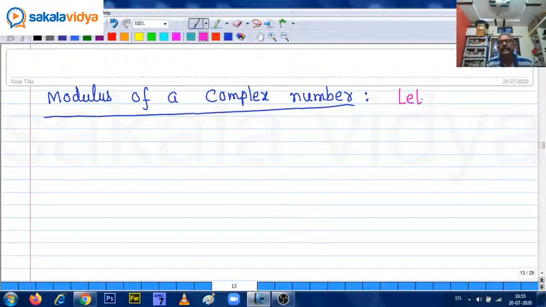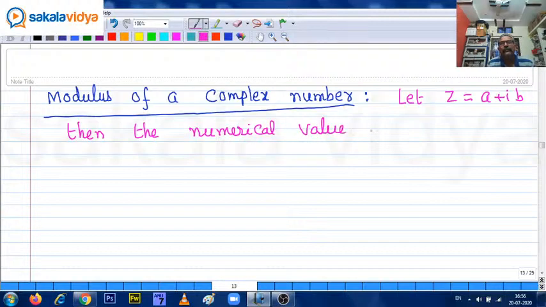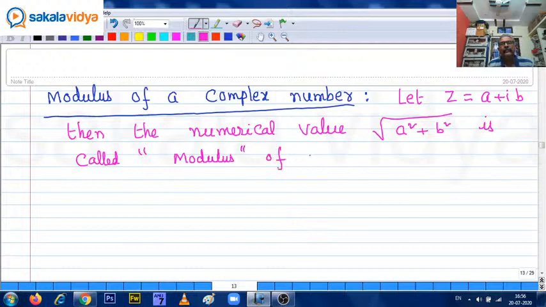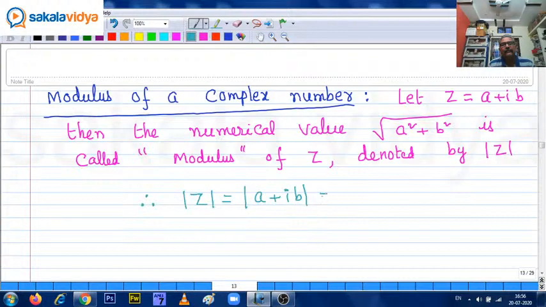See, let z is equal to a plus ib, then the numerical value root of a square plus b square is called modulus of z, denoted by mod z. Therefore, mod z is equal to mod of a plus ib equal to root of a square plus b square.